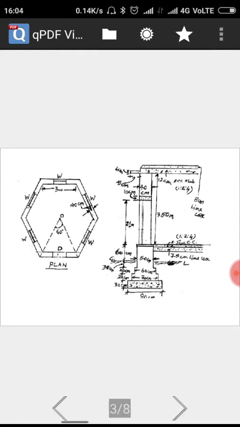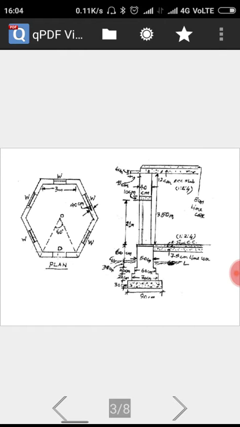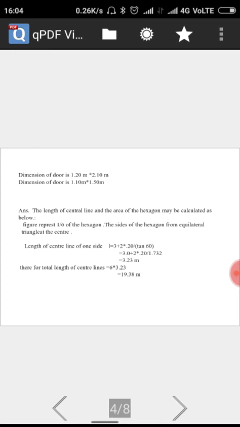Firstly we have to calculate the center line. We solve these questions by the center line method. Firstly we calculate the total length of the center line of this wall, and then the earthwork in excavation and all other items of work can be calculated. Here the dimension of the door is 1.20 into 2.10 meter, and the window is 1.10 into 1.50 meter.